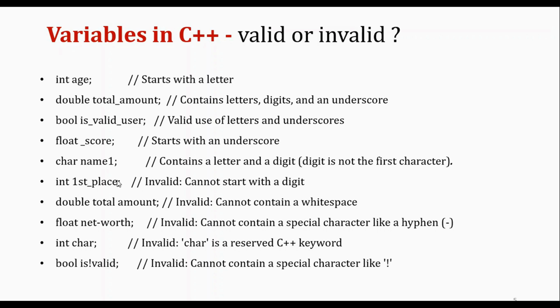Check out this one, double total amount. Here there is a white space in between the identifier, total space amount. It is an invalid declaration. Either you should use an underscore. Check out this one, float net-worth. It is also not allowed. You should use an underscore in between, not the hyphen.